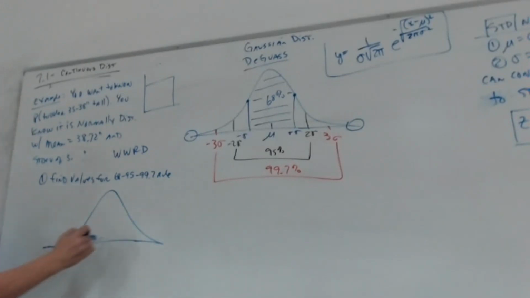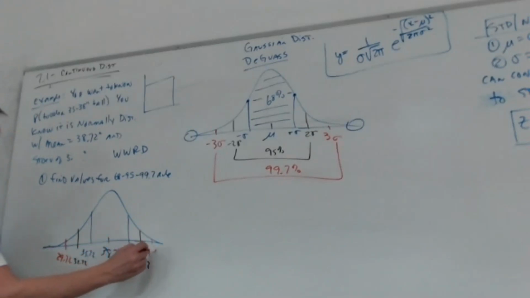Okay, what should be the mean? The mean is 38.72. If we go one standard deviation away, what are these two values here? 35.72 and 41.72. If I go 2 standard deviations away, these values are 32.72 and 44.72. And if I go 3 standard deviations away, I'm going to get 29.72 and 47.72. Okay, so we've got that done well.